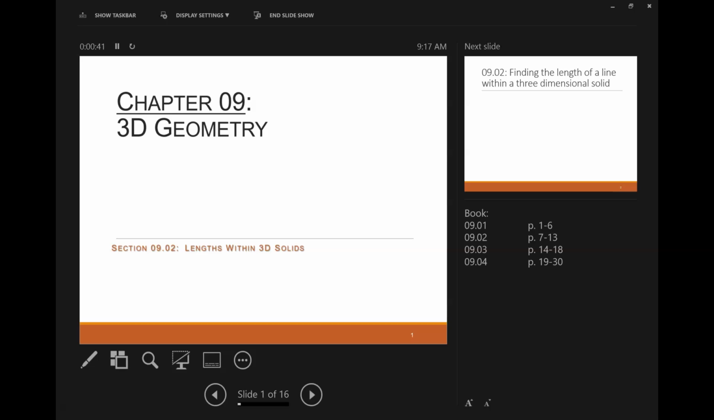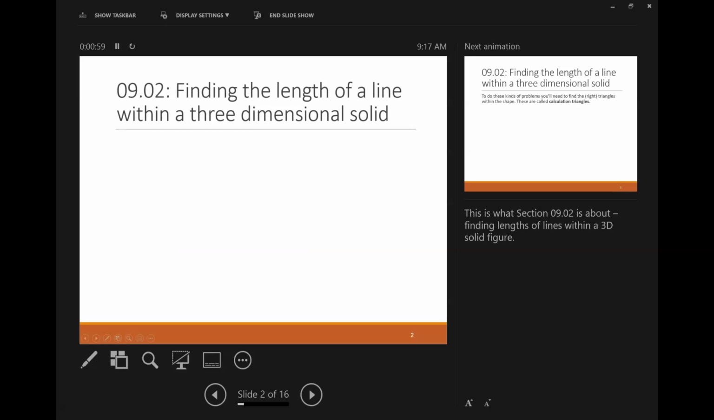Usually the most challenging part of this chapter for students is the visualization, because you're talking about thinking about something in three-dimensional space. And that's what the first couple of sections are going to be concerned with. So in this first section, what we're going to be looking at is finding the length of a segment inside of a three-dimensional figure.